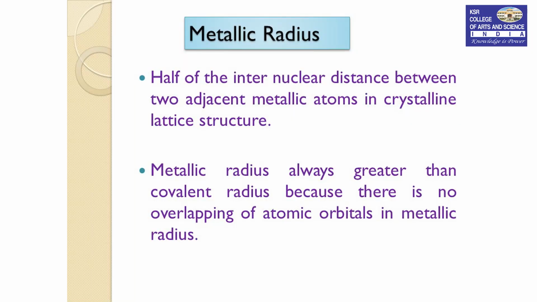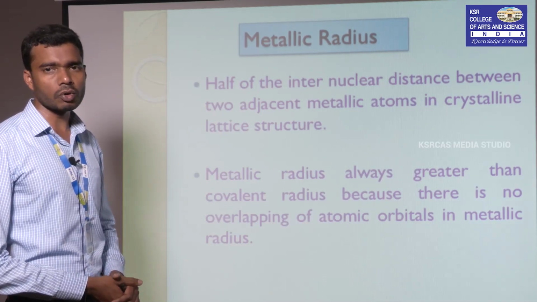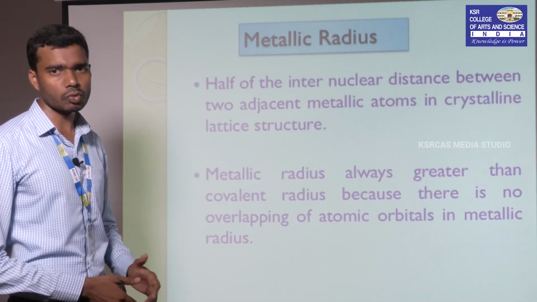The metallic radius is half of the internuclear distance between two adjacent metallic atoms in a crystalline lattice structure. Usually the metallic radius is always greater than the covalent radius, because in the covalent radius, orbital overlapping occurs. In the metallic radius, no overlapping occurs.